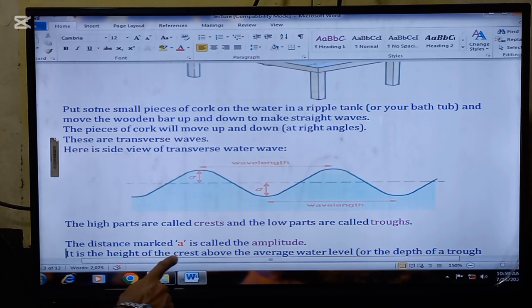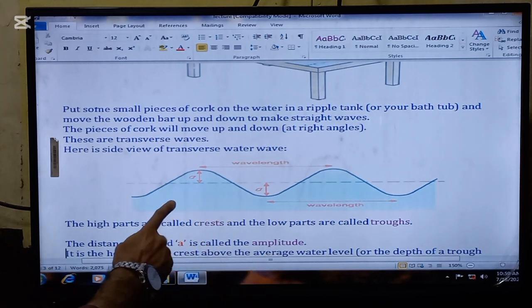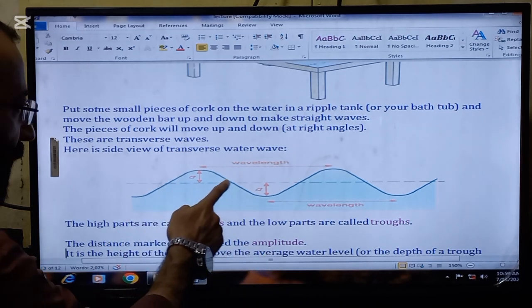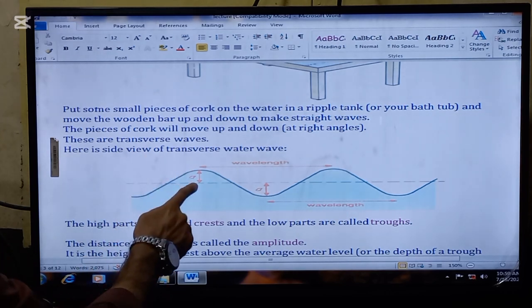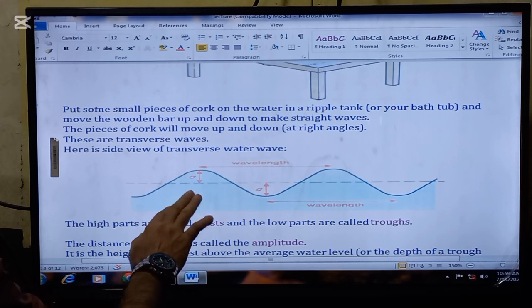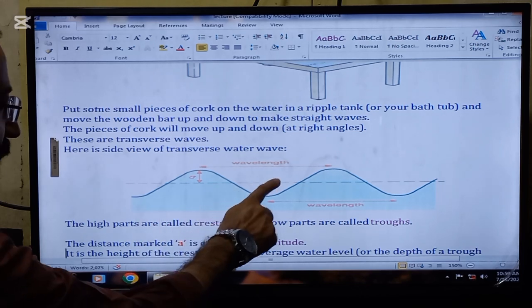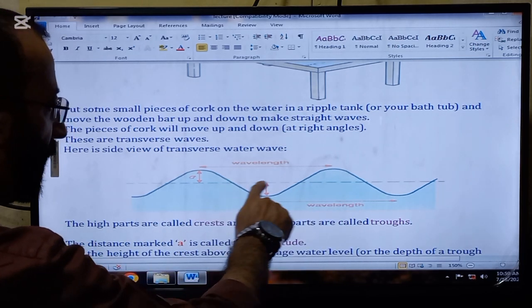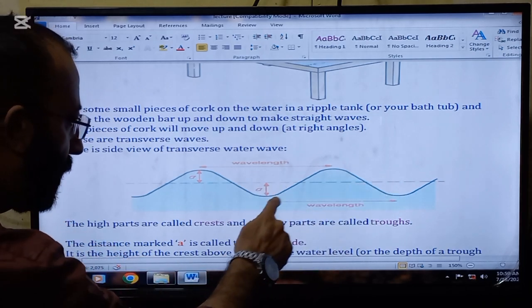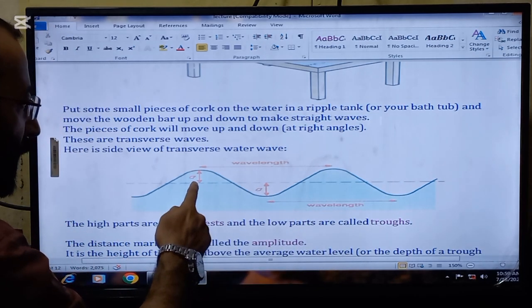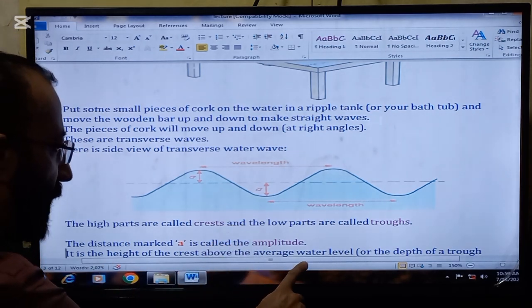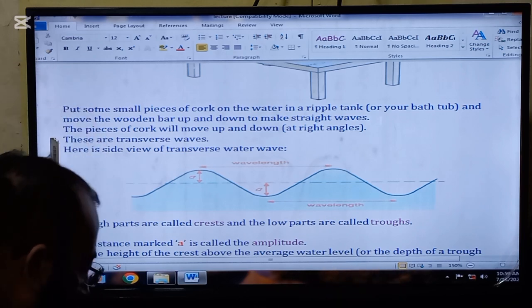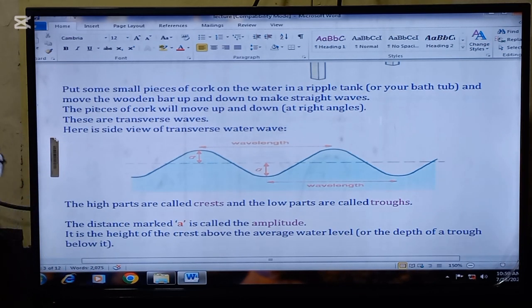The distance marked A is called amplitude. So amplitude is the distance between the average level and the highest part of the wave. So this is the distance A, which is equal to the distance between the average level of the wave and the lowest part of the wave. So this is the amplitude. It is the height of the crest above the average water level or the depth of the trough below it.